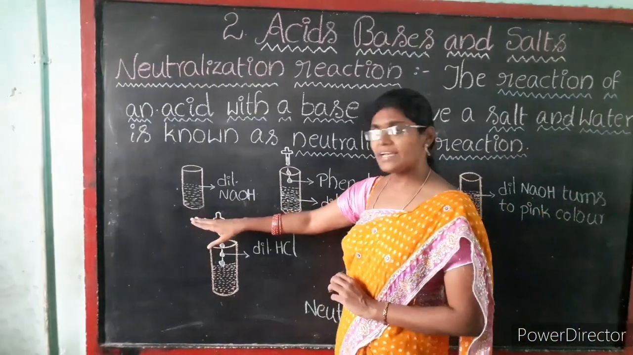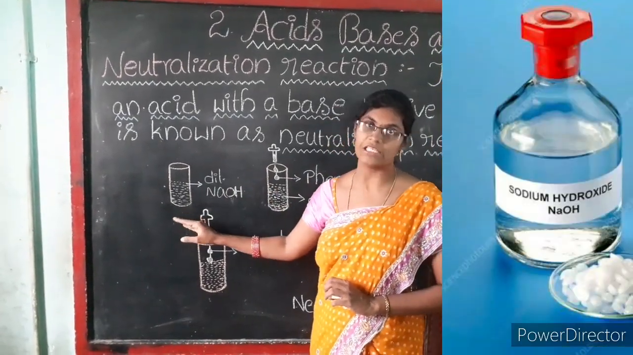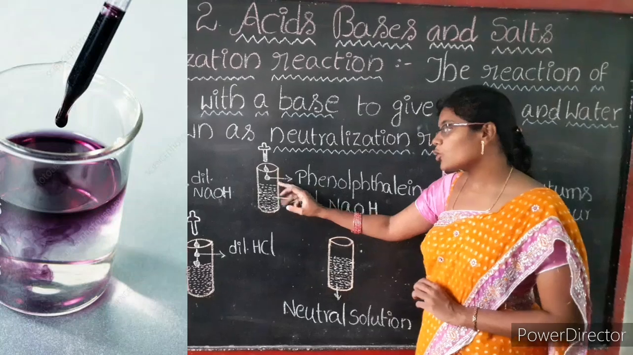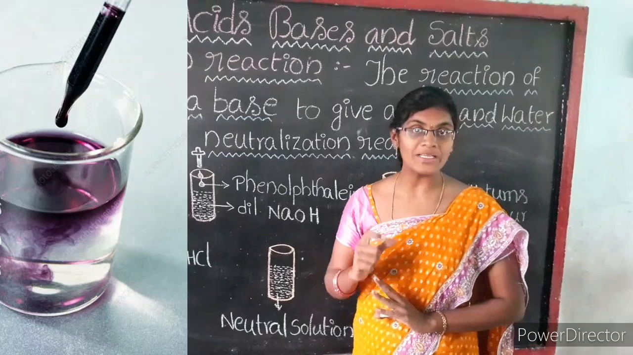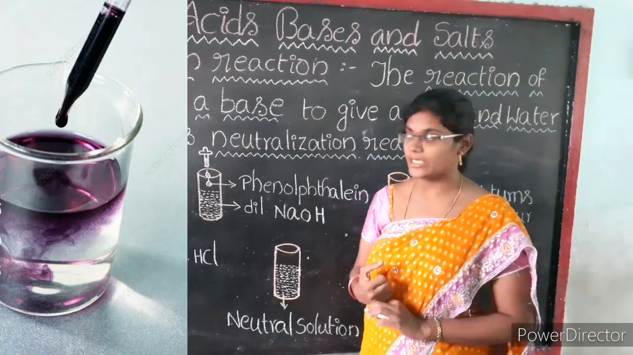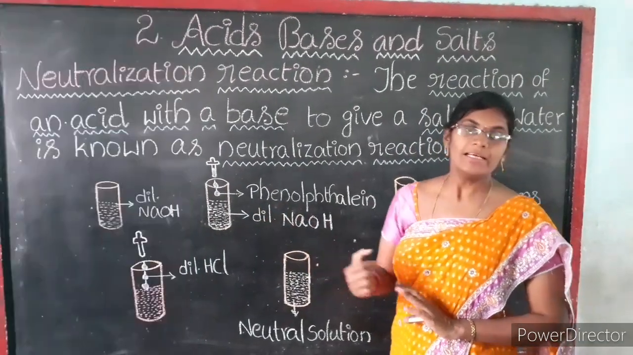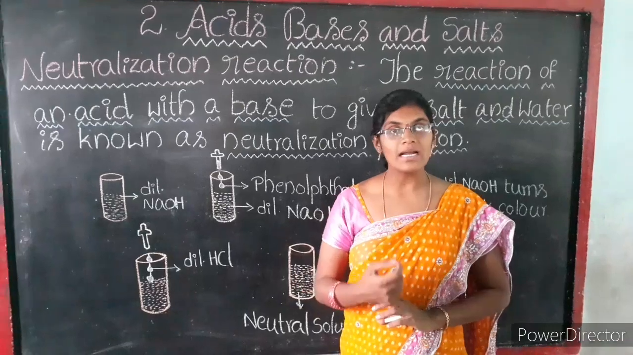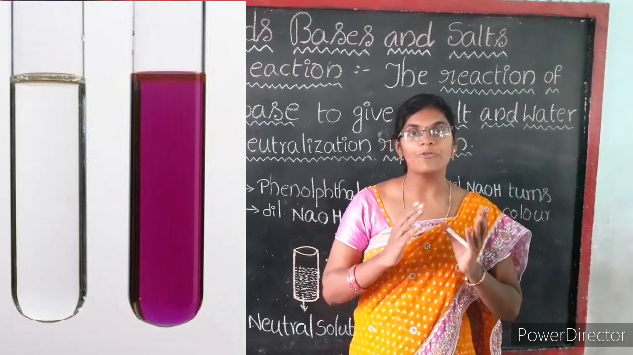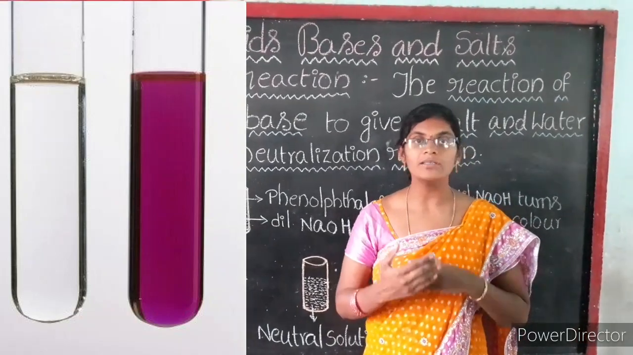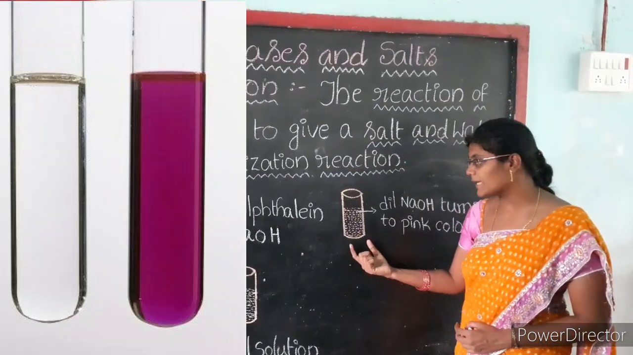First, take a test tube and add 2 ml of dilute NaOH solution to this test tube, and add 1 or 2 drops of phenolphthalein solution to the dilute NaOH solution. NaOH means sodium hydroxide solution. Okay, add phenolphthalein to dilute sodium hydroxide solution. Children, can you guess what is the color we get here? Yes, when we add phenolphthalein to bases, the solution turns pink in color.